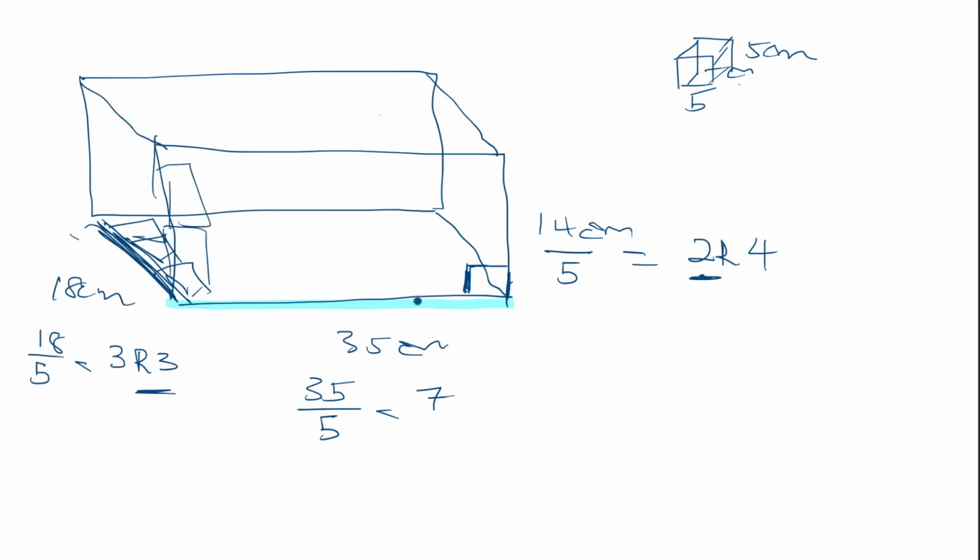And I can only stack 2 high. And here I can have 7 rows. So I want to know how many I can put in. The maximum is 3 times 7 times 2, which will give you 42. This is the maximum number of cubes that I can put in. Okay.